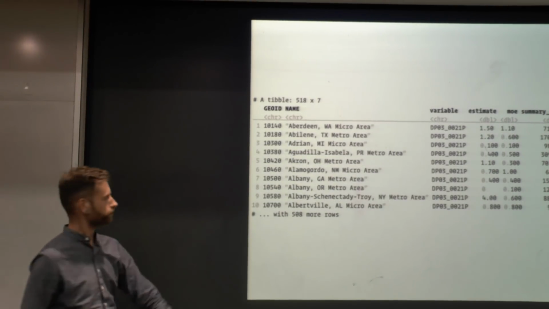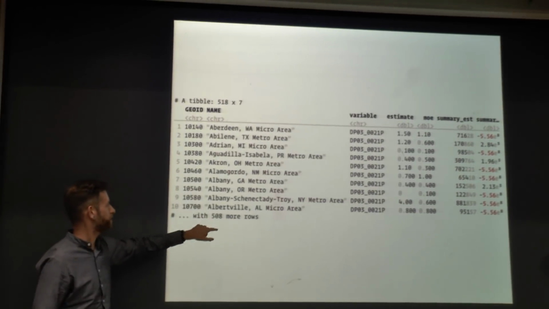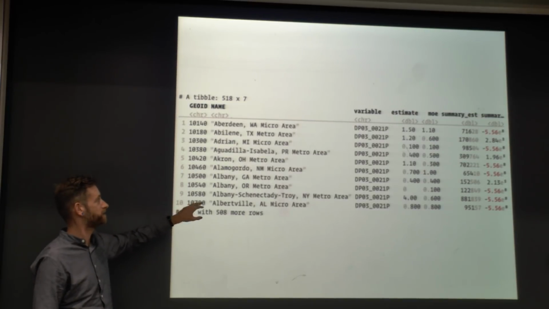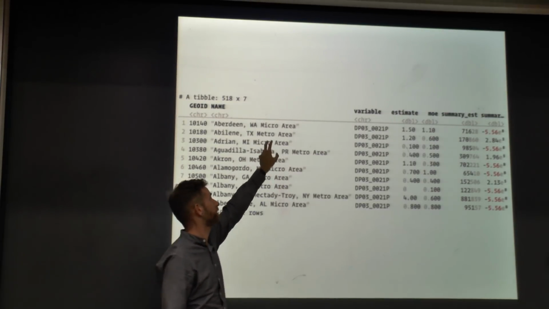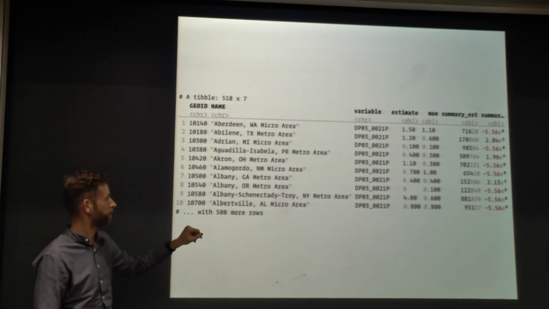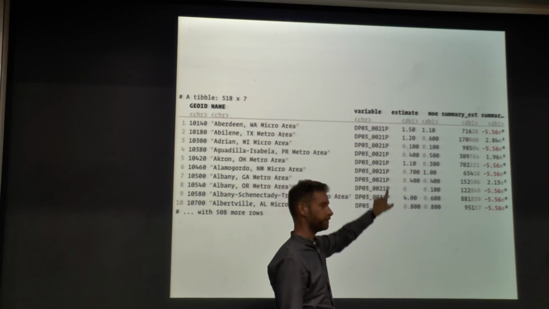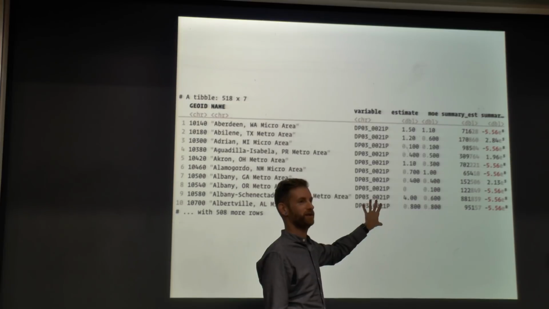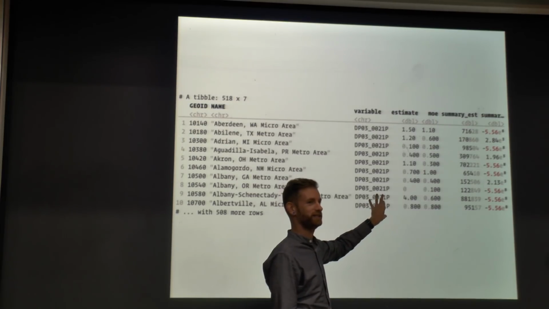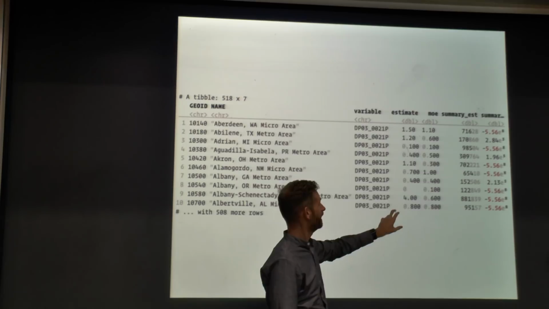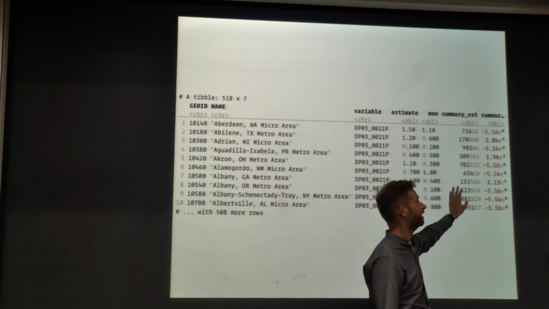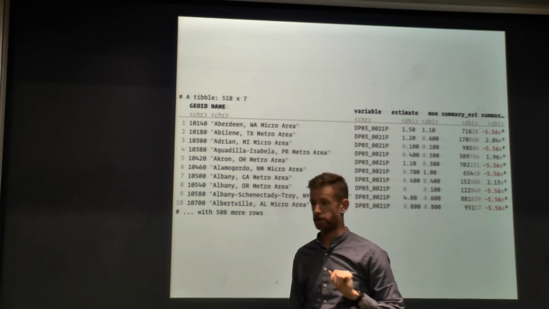So here we have a row. There's about 520 rows altogether. Each row represents a statistical area. So it could be a micro statistical area, or a metropolitan statistical area. We have the name of this variable, which we've extracted from the census. I'm not going to tell you what that is, so I'm going to give you a challenge briefly to see if you can figure out what it is. Then we've got the estimate, and then we've got the margin of error, and some summaries about that.